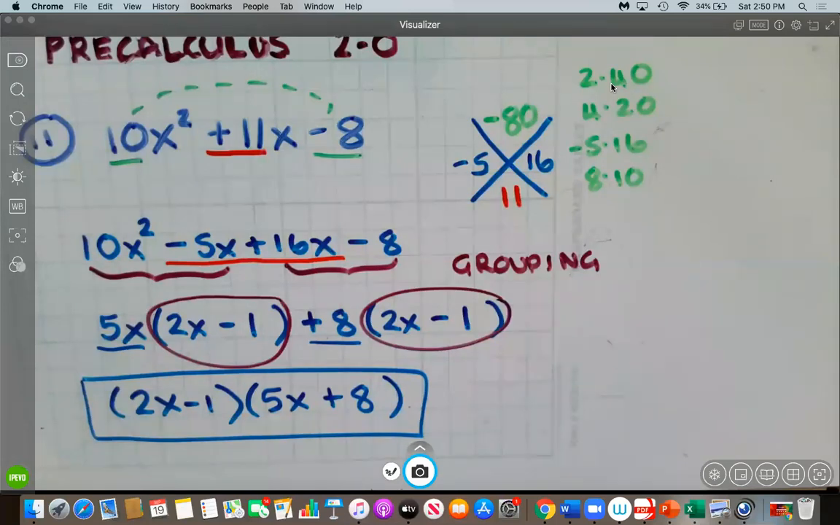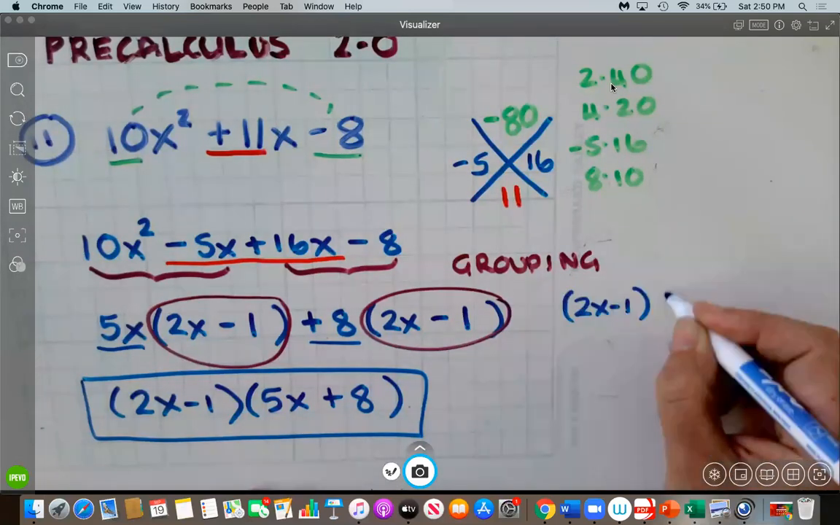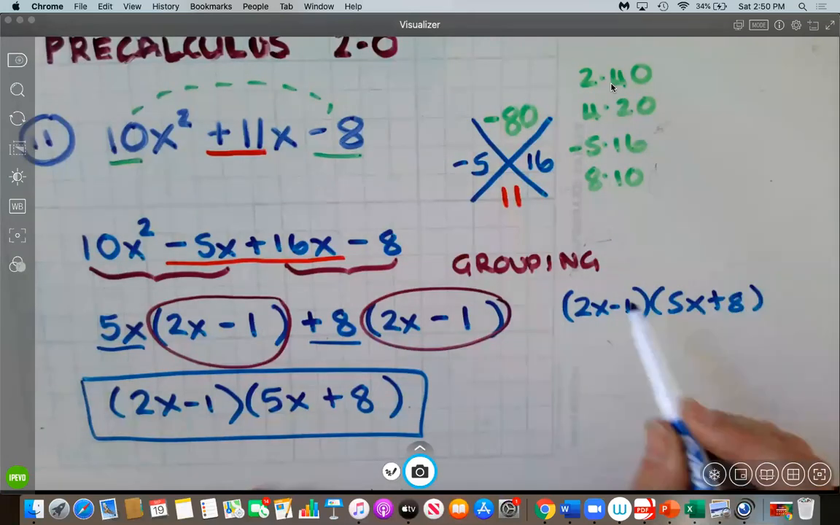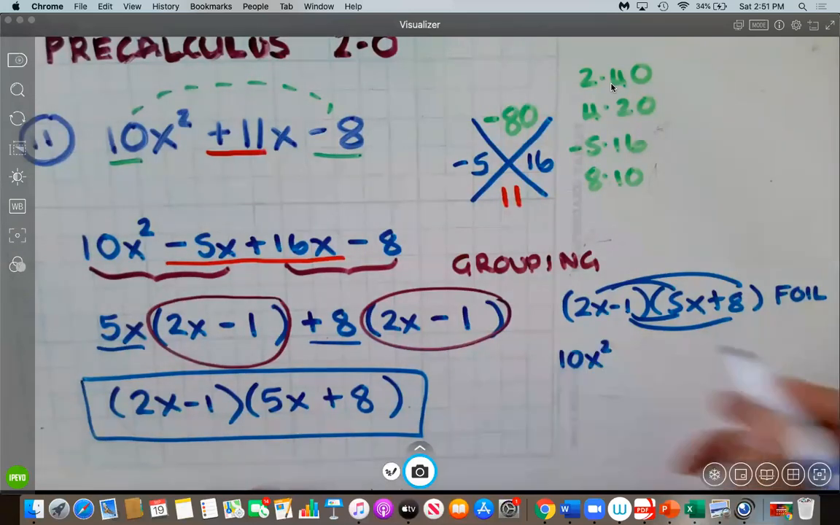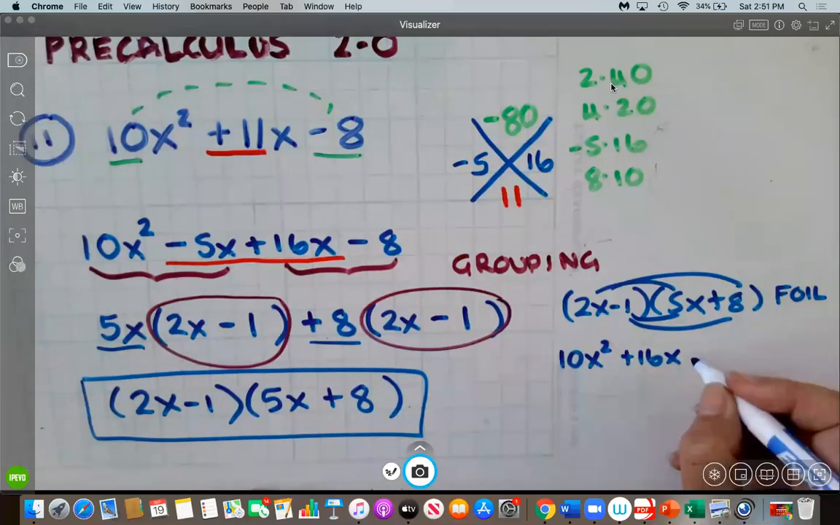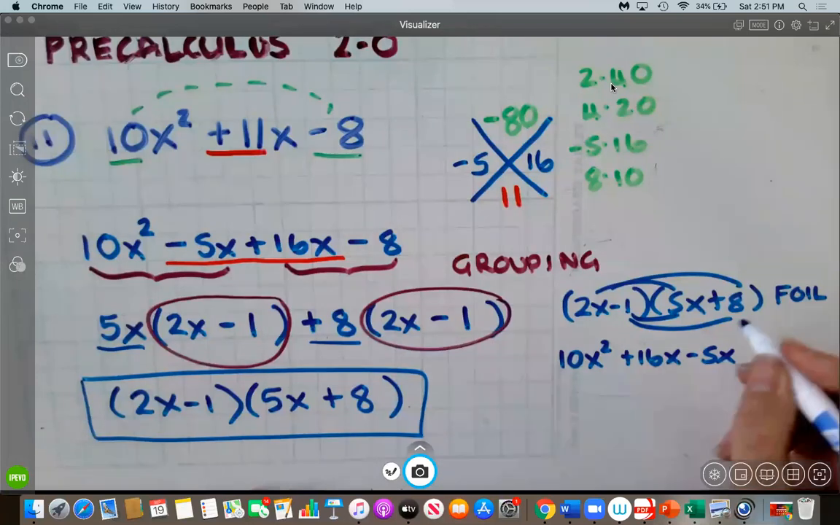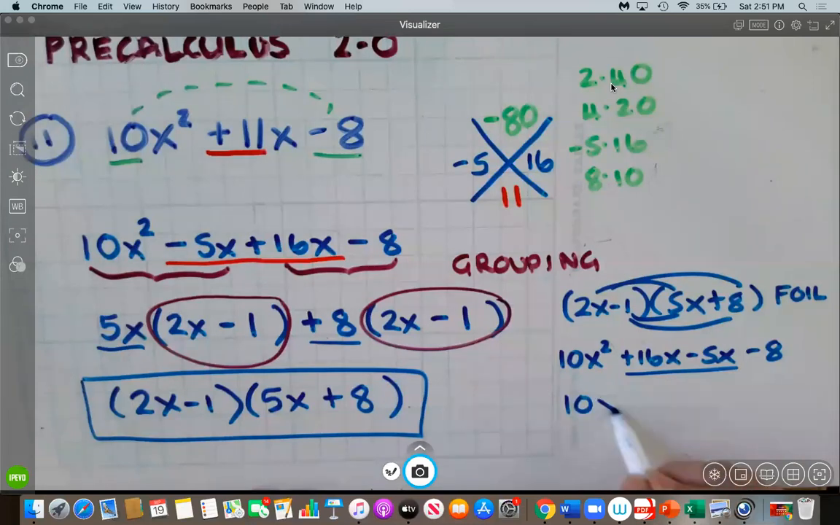You can always check your work by using the distributive property to see if it takes you back to what you started with. So I'm going to do that over to the side here. And if I use the distributive property, I'm multiplying a binomial times a binomial. I'm going to use a little acronym of FOIL there. So 2x times 5x is 10x squared. 2x times 8 is 16x. Negative 1 times 5x is minus 5x. Negative 1 times 8 is negative 8. If I combine my terms, I'm going to get 10x squared plus 11x minus 8.